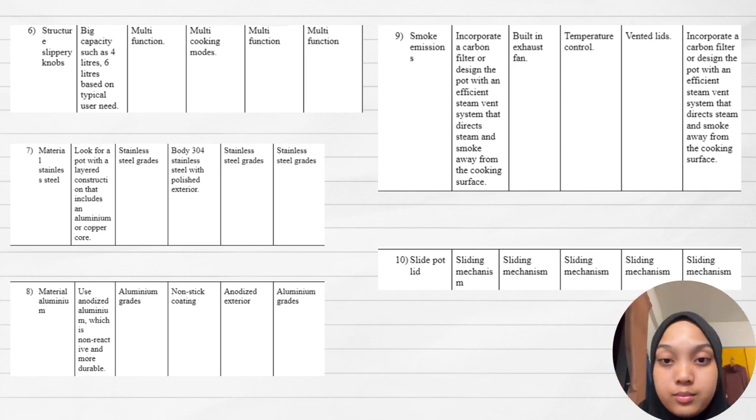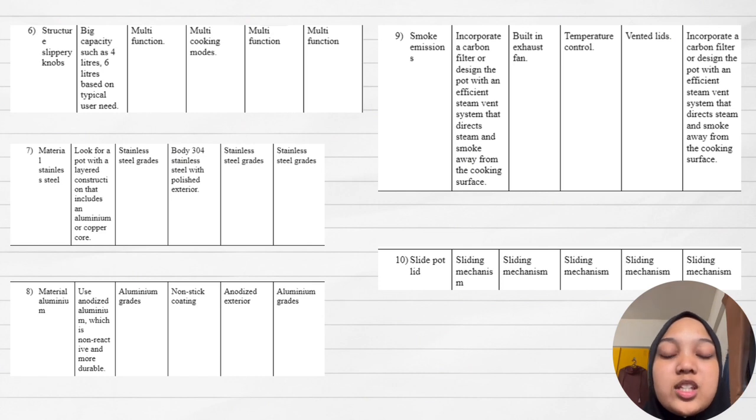The other problem from problem 3 is smoke emission. We decided to solve it by incorporating a carbon filter or designing the pot with an efficient steam vent system that directs steam and smoke away from the cooking surface. Then, a built-in adjustable fan, temperature control, and vent lids. The last problem is the sliding pot lid. Only one solution that we provide, which is a slide mechanism.